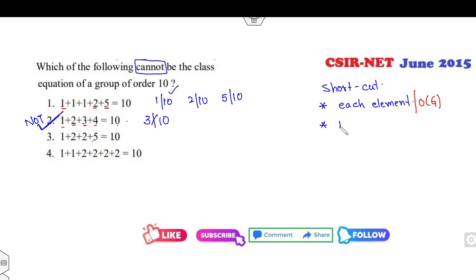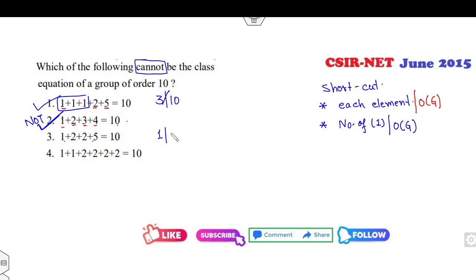Second one, count the number of ones, and it must divide the order of G. Let me clear this screen. Look at how many ones are in this case. This is my 3. 3 divides 10? No. So this is not the class equation. 1 divides 10? Yes, fine. 2 divides 10? Fine. So this may or may not be the class equation.